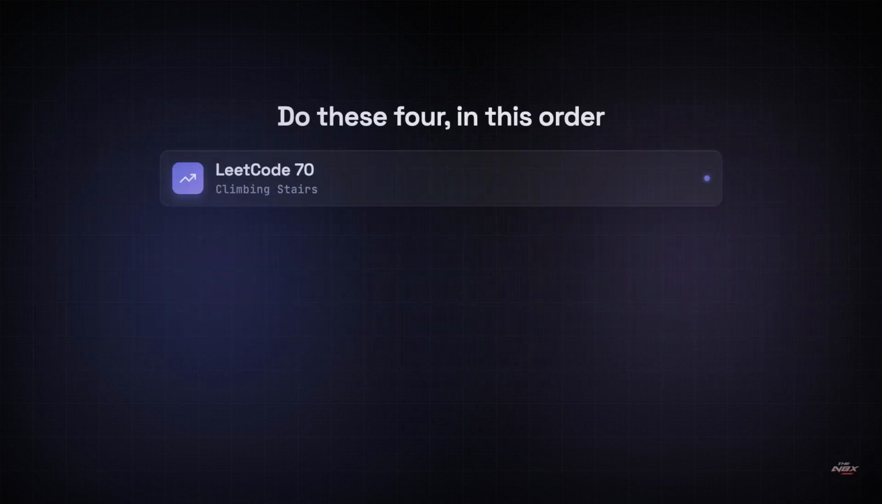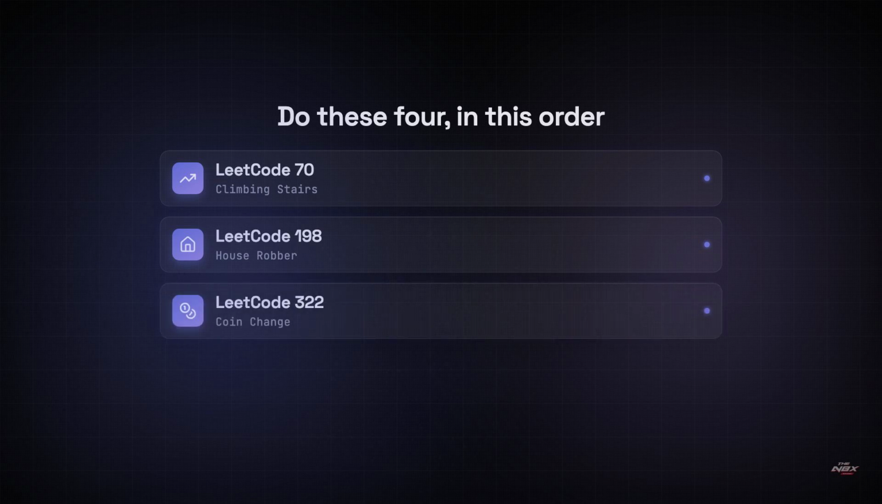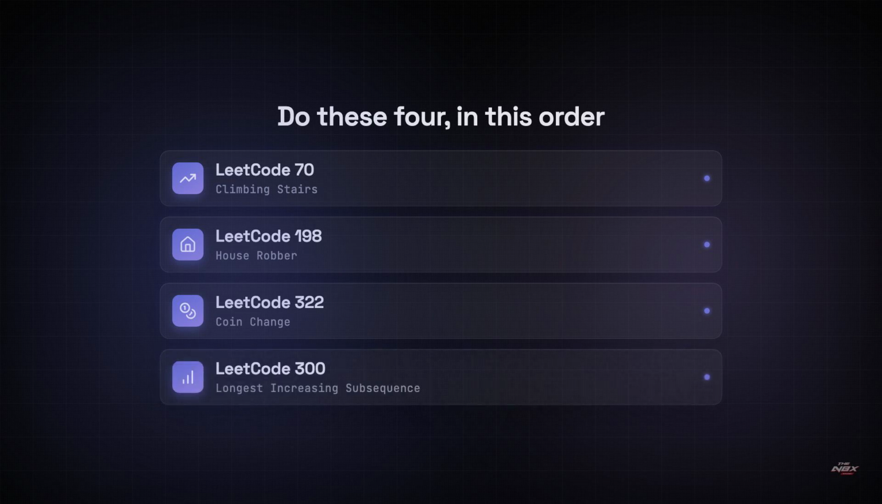Four to go and do. Climbing stairs is the one we just wrote. House robber is the same shape with a decision at each step. Coin change moves you from counting to optimizing. And longest increasing subsequence is where the recurrence stops being obvious.